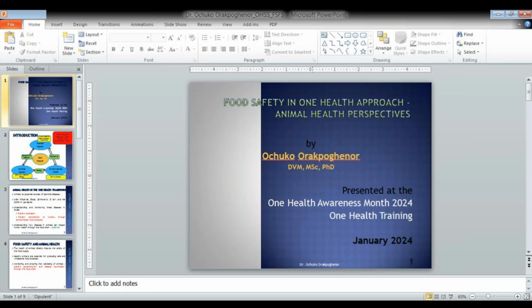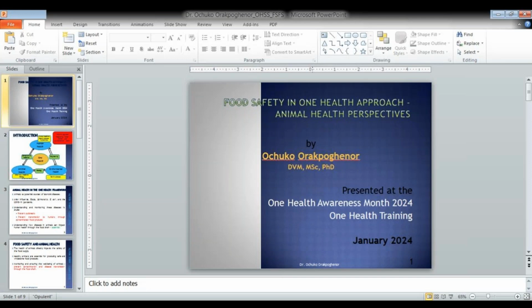On animal health in the One Health framework, it will interest each and every one of us to know that more than 75% of diseases affecting humans are zoonotic diseases. And what are zoonotic diseases? Zoonotic diseases are those diseases that are transmitted from animals to humans, and they cause serious problems in humans. These diseases include avian influenza, Ebola, Salmonella, E. coli, the COVID-19 pandemic. We have other parasitic diseases, Cryptosporidium, and a host of other diseases that are affecting humans. And these diseases are gotten from animals.